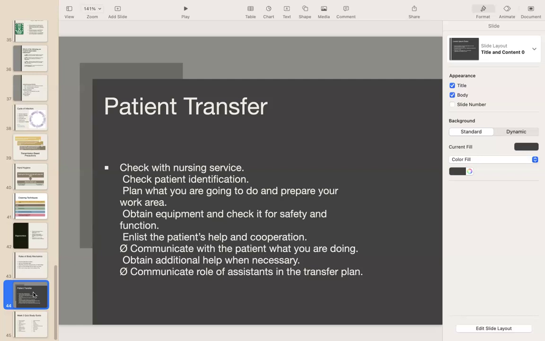Sometimes they have them in the ceiling, sometimes they have the portable ones you can bring to the patient and pick them up and move them. But if you have that equipment, even if you're working with somebody, it's good to use that equipment.